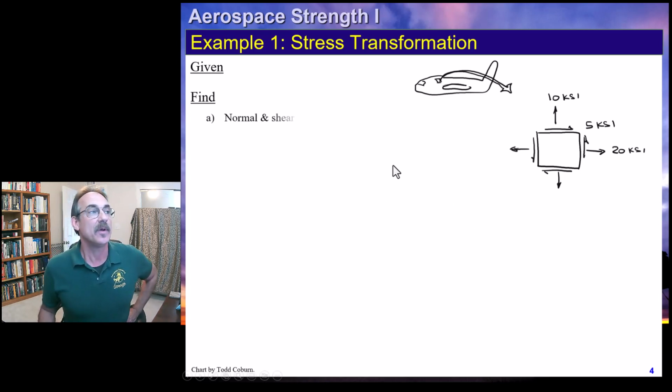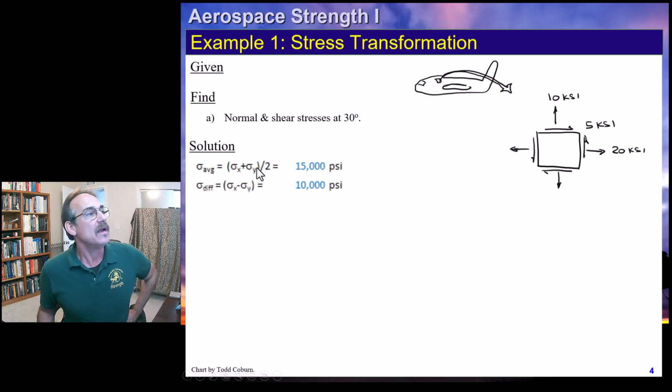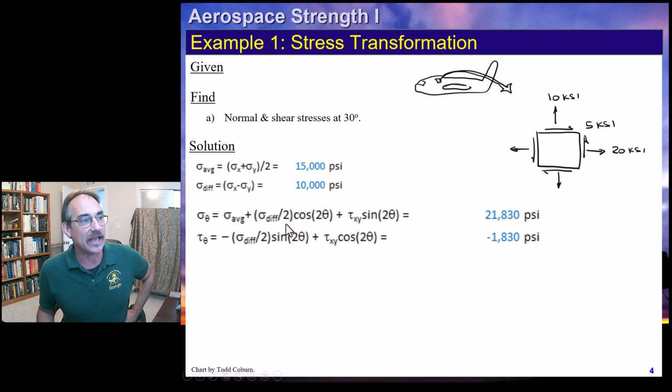Now let's say we want the stresses at 30 degrees. All we do is plug that 30 degrees into our equation with those stress values. We can use those equations directly, but in this particular case, I'm showing you what the average stress is and what the difference in stress is. Then I'm plugging those values into these equations. I've written this in a slightly different form, and this gives us our normal stress and our shear stress.